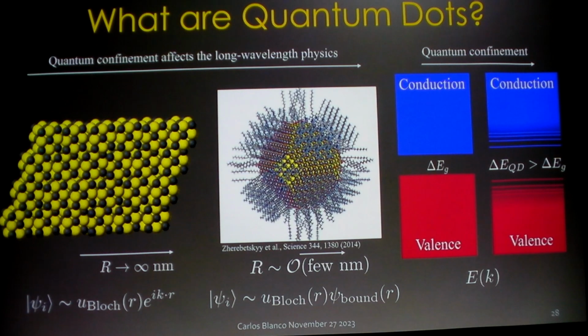Okay, so what is a quantum dot? This is a computer-generated graphic of a lead sulfide quantum dot. It is a nanoscopic crystal, and on its surface you have these molecules that are just there to stabilize the crystal from falling apart.